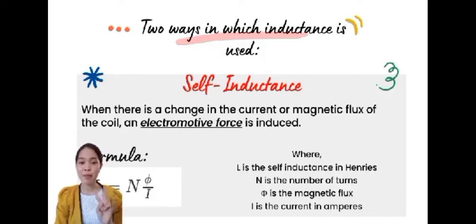So, there are two types of inductance, the self-inductance and the mutual inductance. So, first, the self-inductance, which states that when there is a change in the current or magnetic flux of the coil, an electromotive force is induced. This phenomenon is termed self-inductance. When the current starts flowing through the coil at any instant, it is found that the magnetic flux becomes directly proportional to the current passing through the circuit.